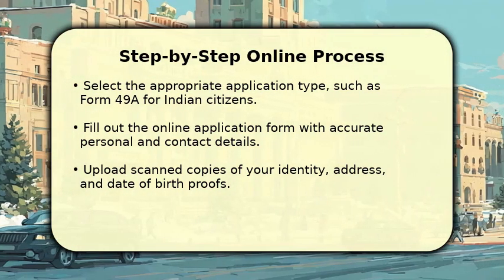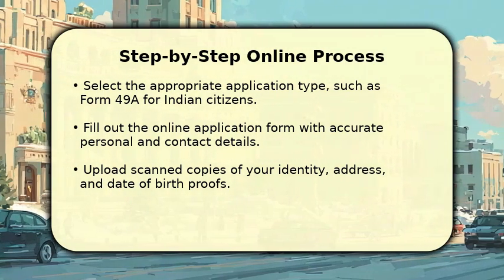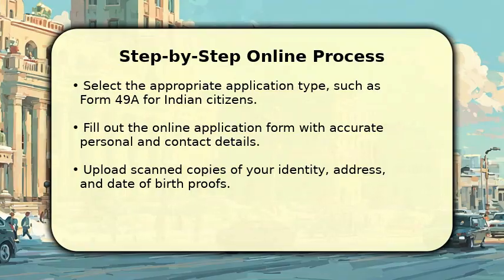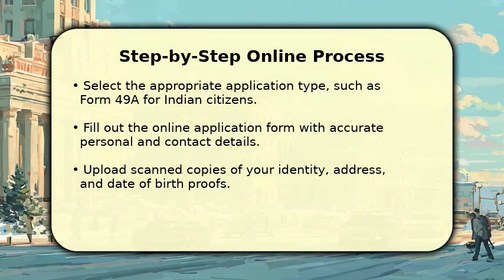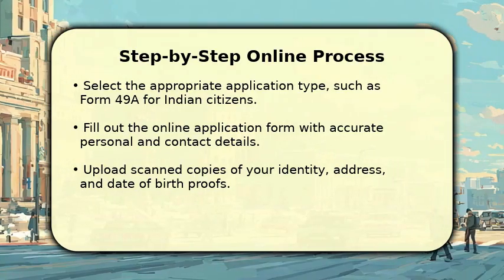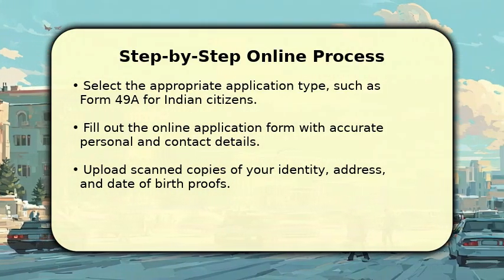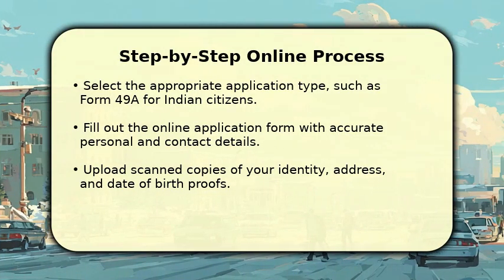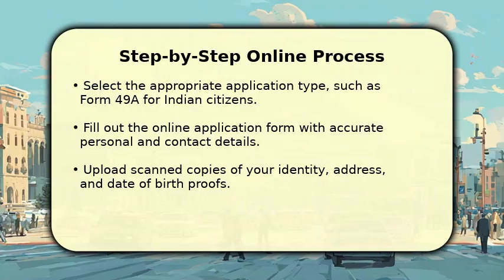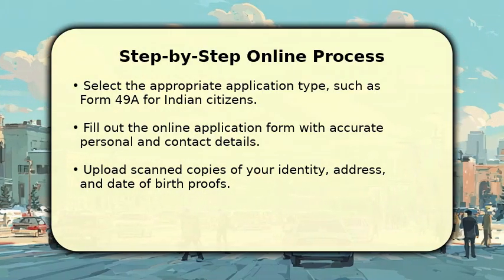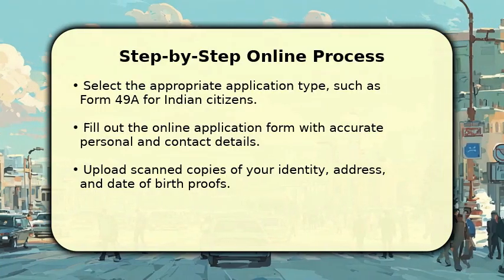Once your documents are prepared, navigate to your chosen official portal. First, select the correct application type, typically Form 49A for Indian citizens. Then, meticulously fill in the online form with all your personal and contact information. You'll be prompted to upload scanned copies of your identity, address, and date of birth proofs. It's vital to double-check all the details you've entered to avoid any discrepancies, ensuring a smooth and error-free submission before moving to the payment stage.